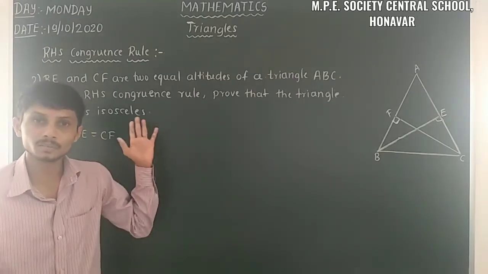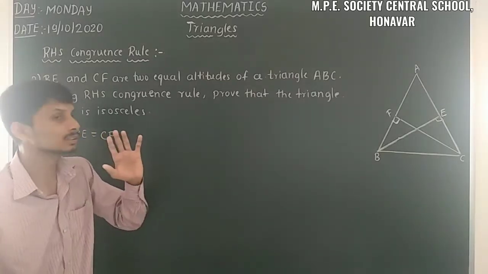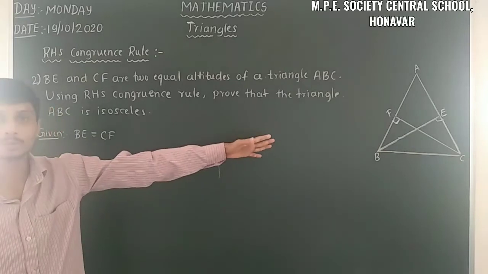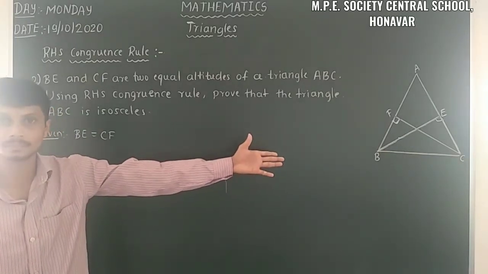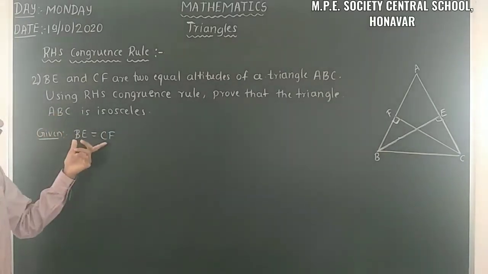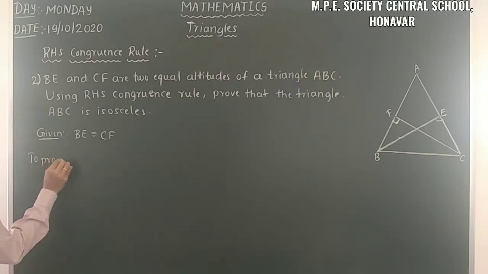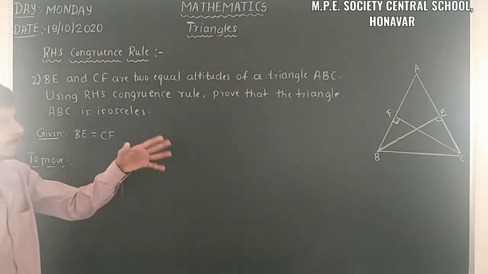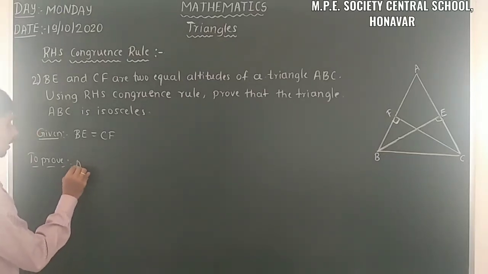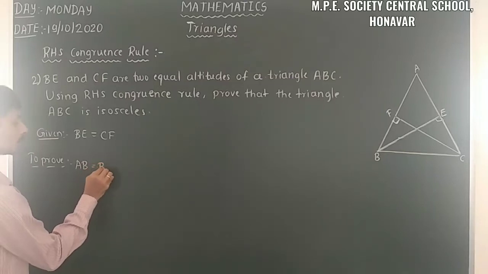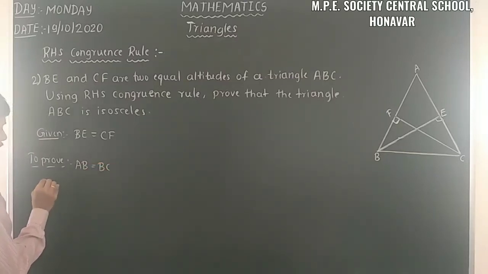We can't take that. Here we have to use the RHS congruence rule only, because we have right angle triangles. Yes. So here the only given term is BE is equal to CF, and what we have to prove here? We have to prove ABC is an isosceles triangle. For that we have to prove AB is equal to AC.